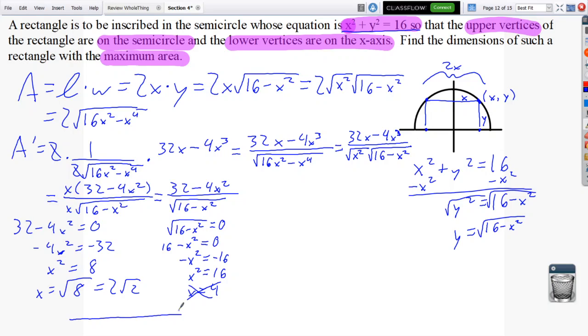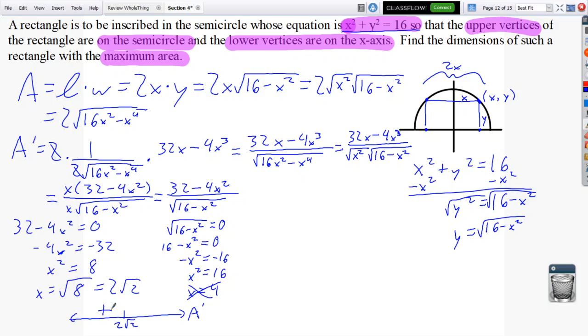I need to go down here and make my A prime sign chart. So I got A prime right here. I put 2 root 2 on there. To the left of 2 root 2, let's say, for example, 0 left of 2 root 2. I can plug 0 into my A prime. I would have 32 minus 0, so 32 over the square root of 16. So it looks like that would be positive.